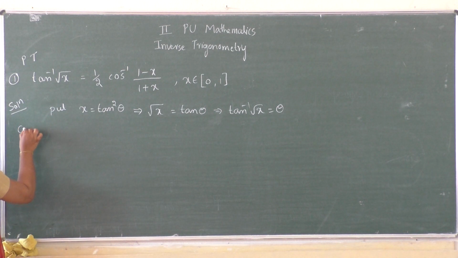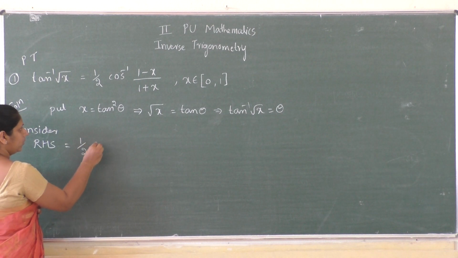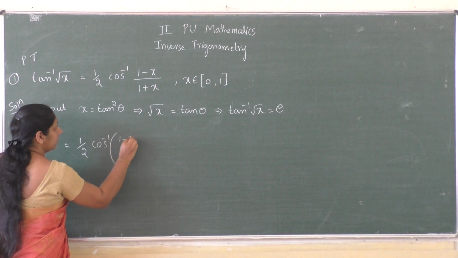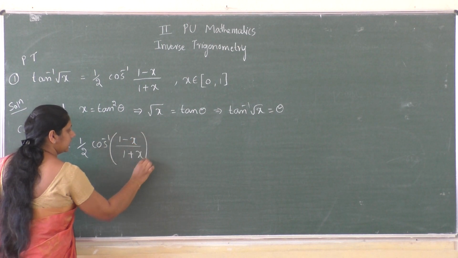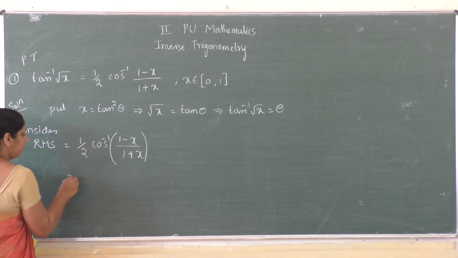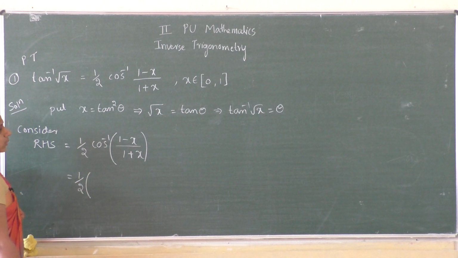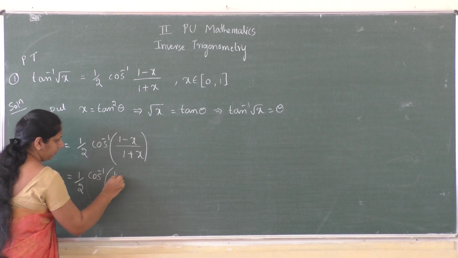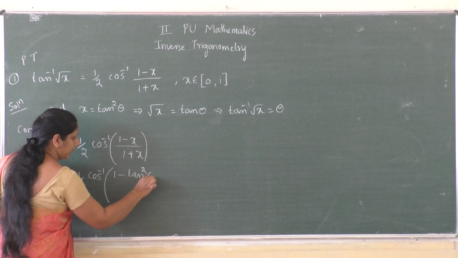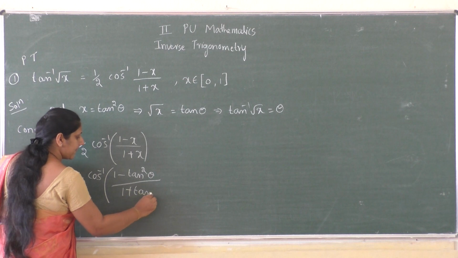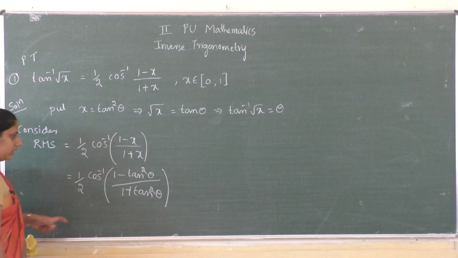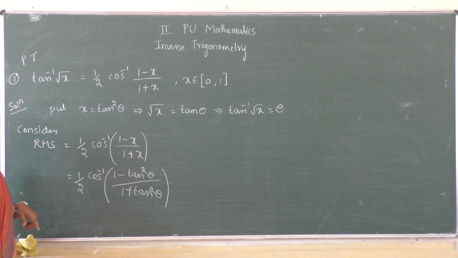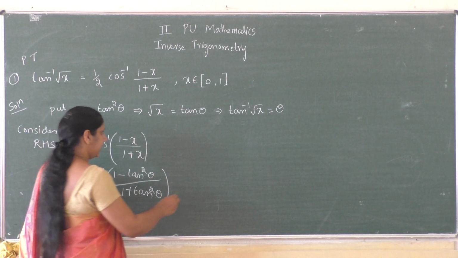Now I will consider the right hand side. What is the right hand side? It is 1 by 2 cos inverse of (1 minus x) by (1 plus x). Now put x equal to tan square theta, then we get half into cos inverse of (1 minus tan square theta) divided by (1 plus tan square theta). Now take this term, 1 minus tan square theta by 1 plus tan square theta.